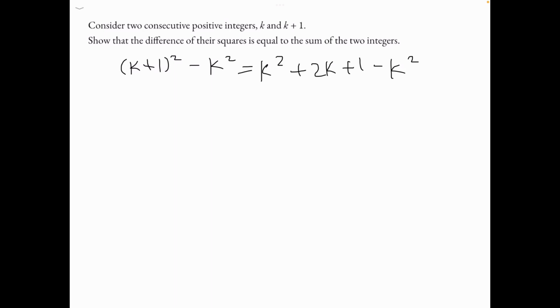So now we can prove this by using algebra. So we'll solve the right hand side. So that's equal to 2k plus 1, since these are k squared minus k squared. And then we have the sum of k and k plus 1, which is k plus (k plus 1).